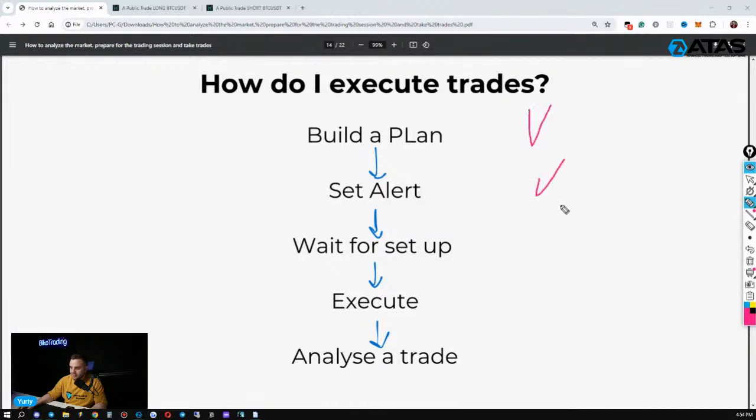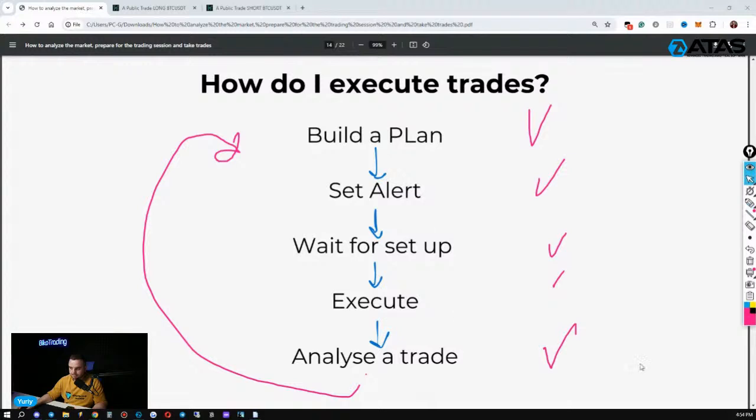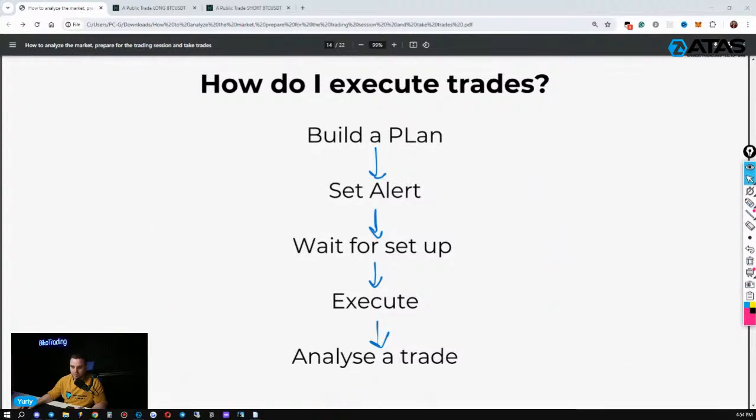Build a plan, set an alert, wait for the setup, execute, analyze the trade. And after that, restart with new experience, because after analyzing a trade you can maybe update your pattern. Yeah, of course, it's much easier to see what is working and what is not by just analyzing your trades. And Nina, imagine you will have, for example, 500 or 1,000 trades. Based on that experience, it would be way easier for you to understand what works and what doesn't.